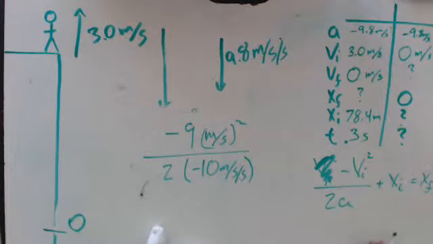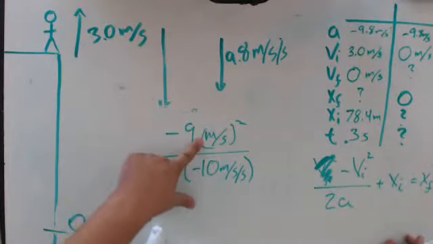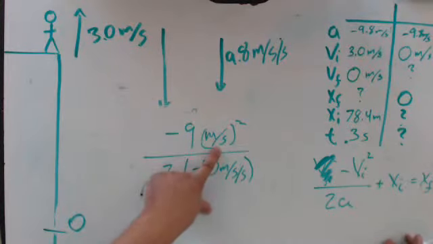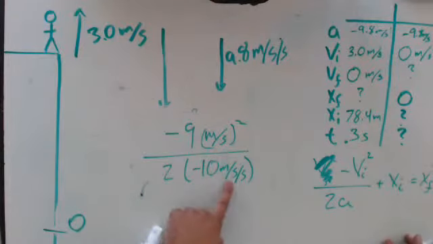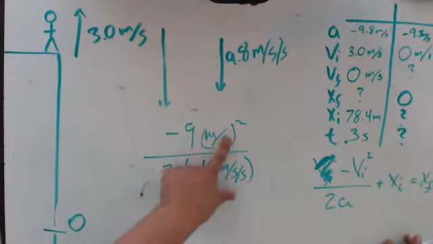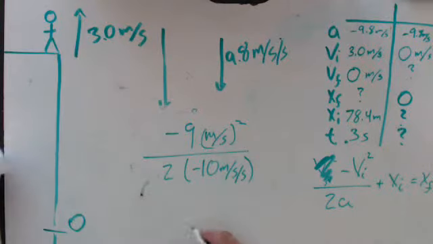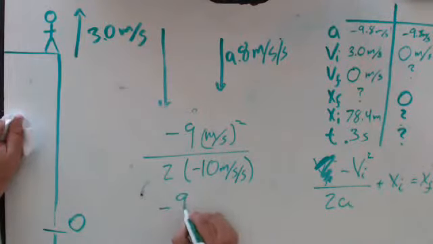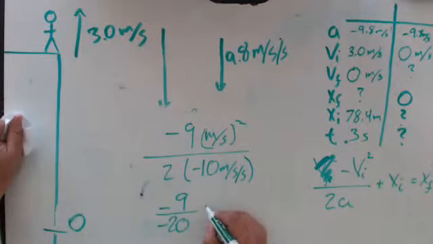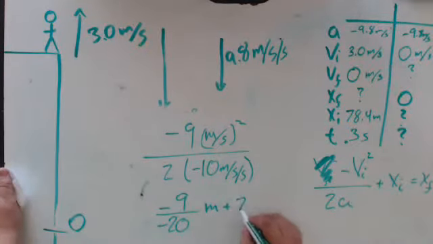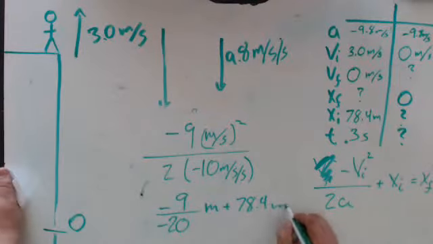Okay? So I have a meter squared per second squared over a meter per second per second. That cancels off my seconds. It cancels out one of my meters. So I'm left with negative 9 over 2, well, let's just say 20, negative 20 meters plus my initial position, 78.4 meters, is equal to my final position.